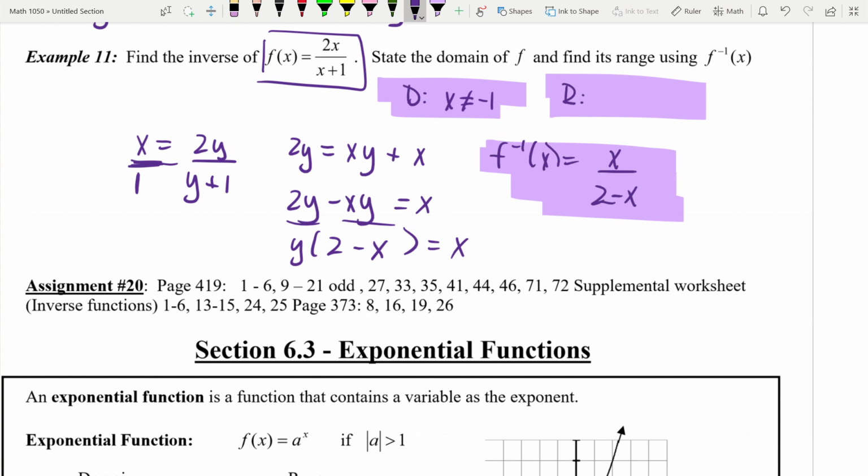Wonderful. What's the domain of the inverse, honey? What's your restriction? So you say 2 minus x. No, you're good. 2 minus x cannot be 0, right? Negative x cannot be negative 2. X cannot be 2. That's the domain of the inverse. So the range of the original is y cannot be 2, and we're done.